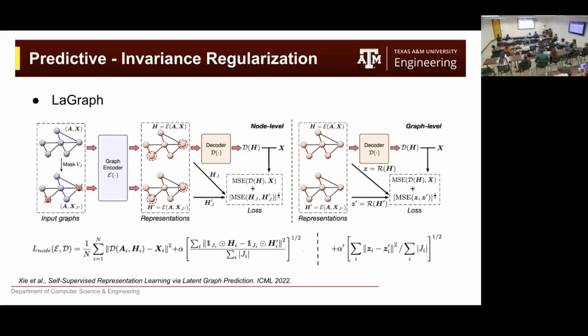The first term is the invariance regularization term, where we want to minimize the difference between the two representations of the two graphs. And the second term is a reconstruction term, where we want to use the learned representation to reconstruct the original connectivity or the features of the original graph. That will also make sure that no trivial solution is learned.